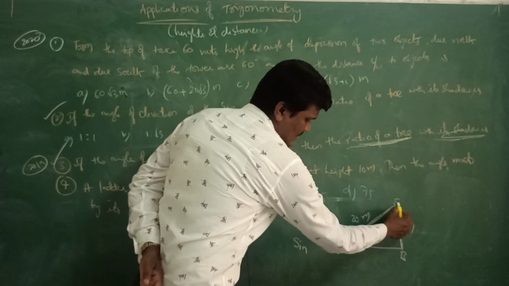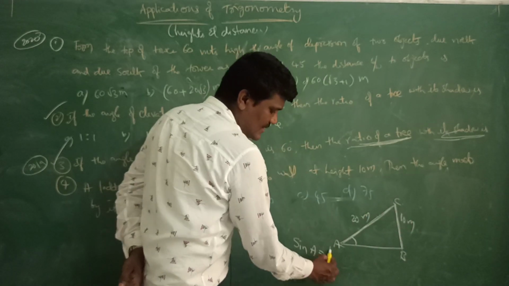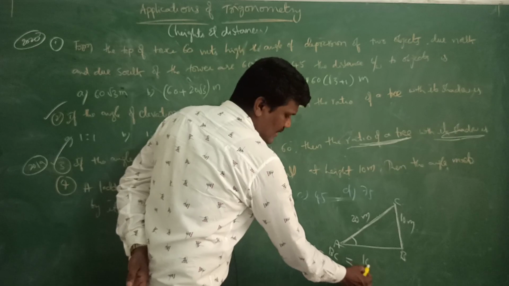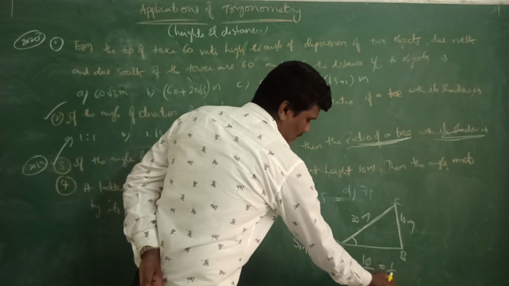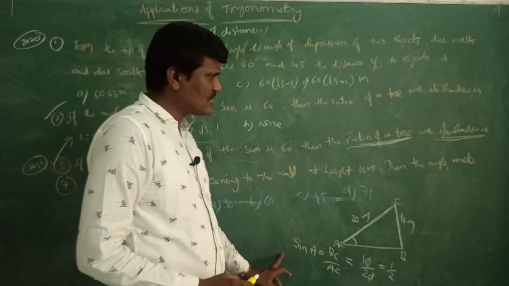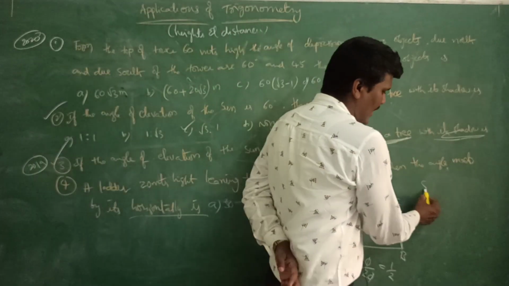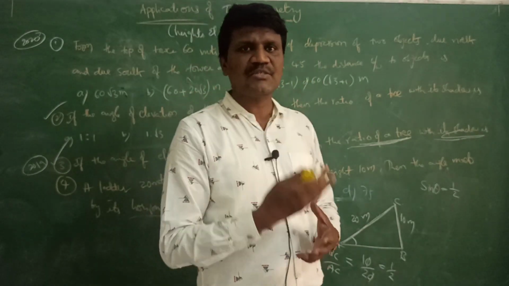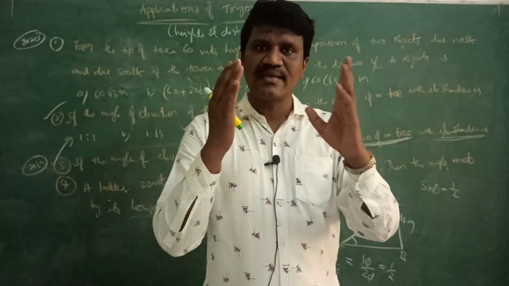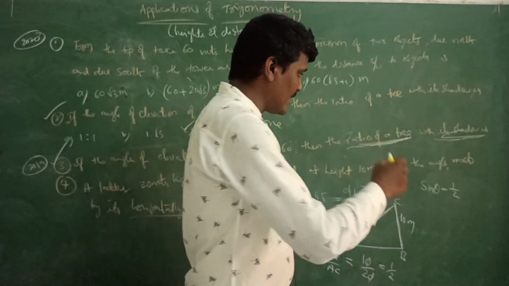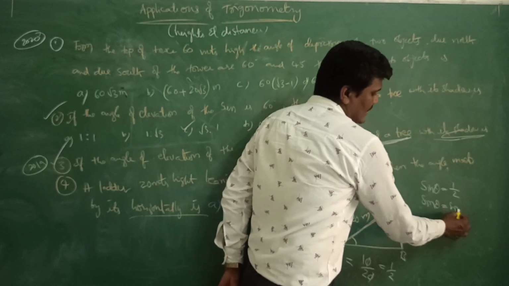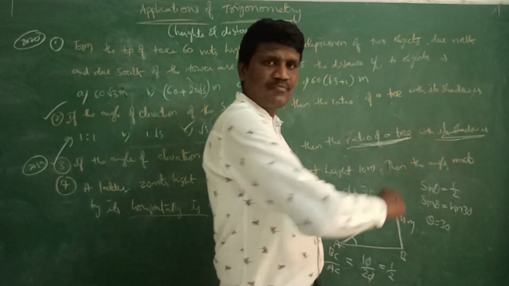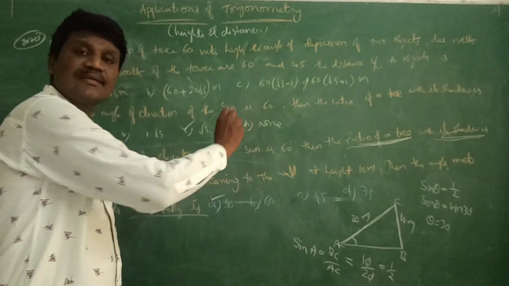Say A, B, C. So sine A is equal to opposite side BC over hypotenuse AC. BC is 10, AC is 20, which is 1 by 2. Right? So this will be the answer. Sine A is equal to 1 by 2. A is nothing but the angle. So sine theta is equal to 1 by 2. When sine theta is 1 by 2, you should remember the values also. Sine 0 is 0, sine 30 is 1 by 2. So you can write sine theta is equal to sine 30 degrees. 1 by 2 is 30 degrees. Then theta is 30 degrees. So now the answer is 30.